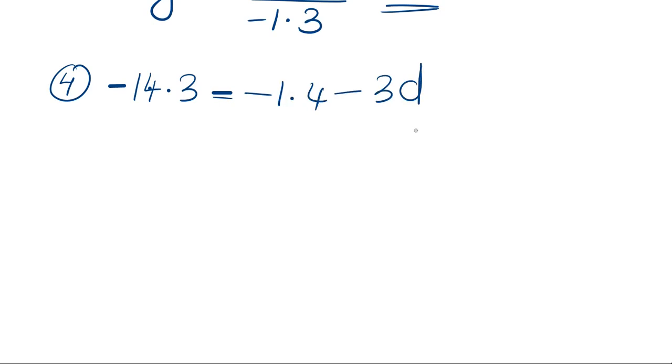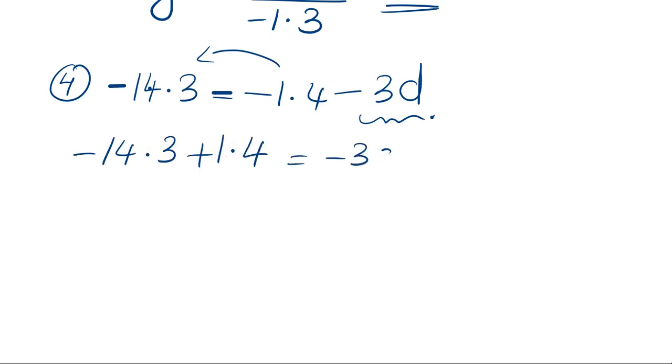So here we have to isolate this minus 3d on the right side. For that we can move this negative 1.4 from right side to left side. So negative 14.3 plus 1.4 is equal to negative 3d.